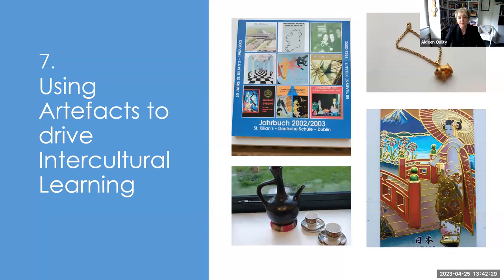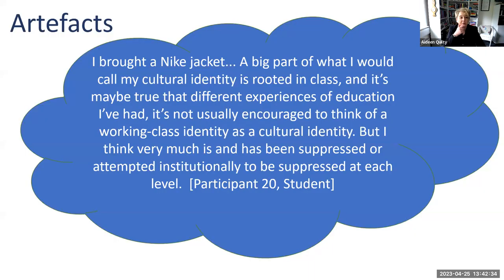And then the second example was from one of our other students, our home student. Thanks, Cliona. And I'm going to read a quote from her. So they had a Nike jacket. I brought a Nike jacket. A big part of what I would call my cultural identity is rooted in class. And it's maybe true that in the different experiences of education I've had, it's not usually encouraged to think of a working class identity as a cultural identity. But I think very much it is, and has been suppressed or attempted institutionally to be suppressed at every level. And they spoke powerfully about the suppression of class and identity at primary, second level, and third level education.